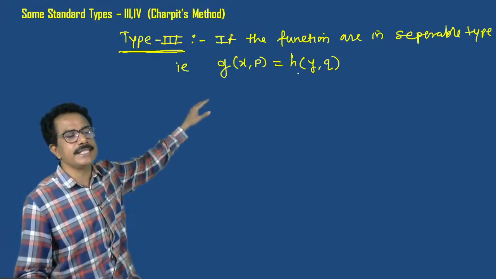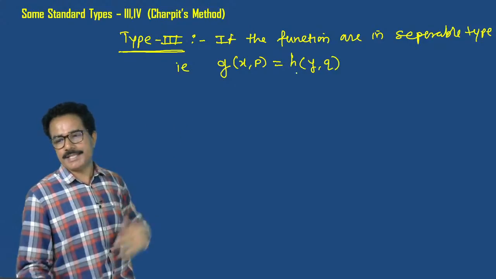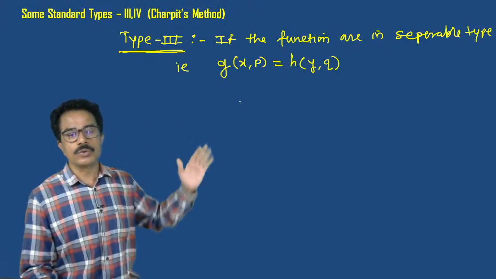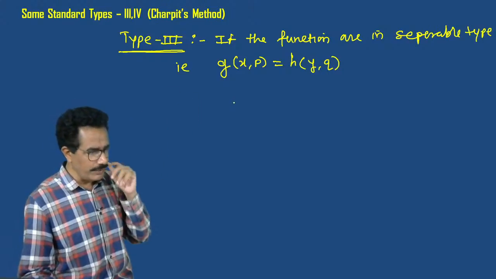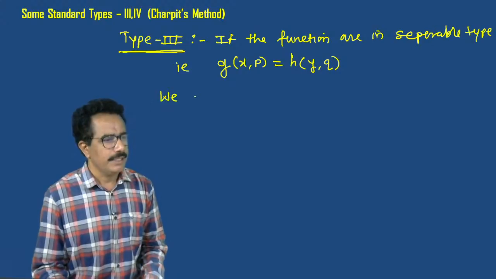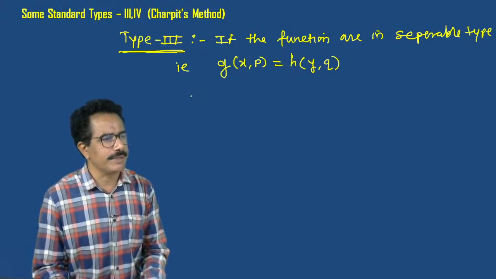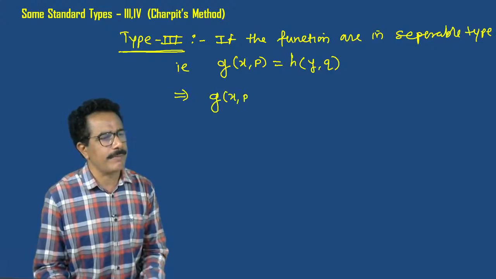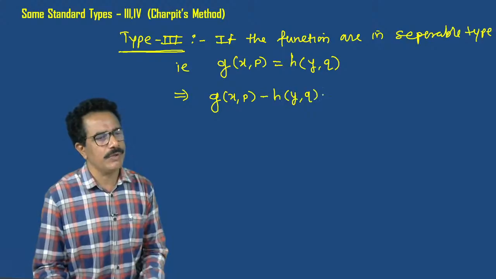In this case there is absence of z. Z is absent here. Now how to solve this standard type 3, we have to discuss. We can write this also. This implies that g of x comma p minus h of y comma q equals 0.